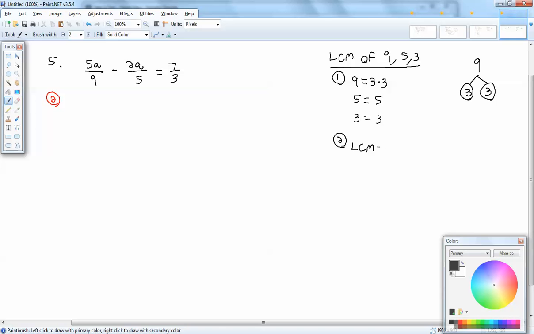Our LCM, we start with our first prime, which is 3. Now I'm looking for the greatest number of 3's on a single line, and I'm looking to the right of the equals. There's 2 of them here, there's none of them here, there's 1 of them here. So our greatest number of 3's on a single line is 2 of them.